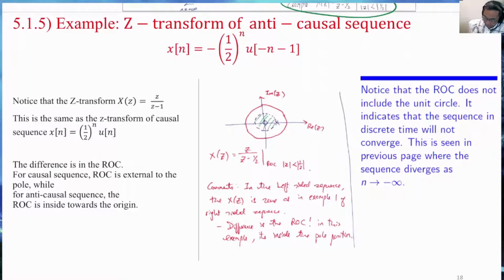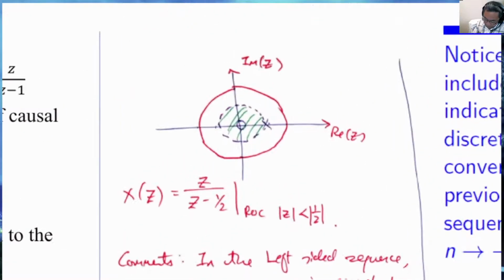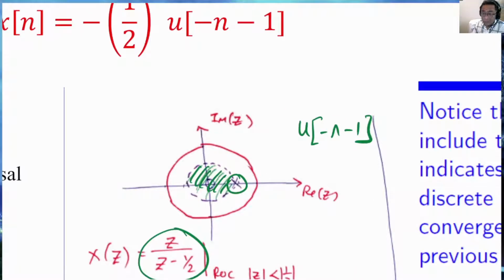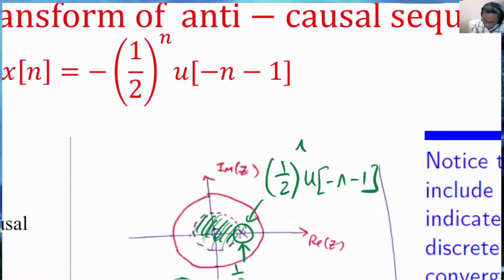one interesting take-home message is that this is for the anti-causal signal with half as the pole and the region of convergence is inside. We immediately can know that this is an anti-causal signal: minus u of minus n minus 1 multiplied by where the pole position is, and this is half to the power of n. There's a minus sign here. Later on you will see if you derive the equation.